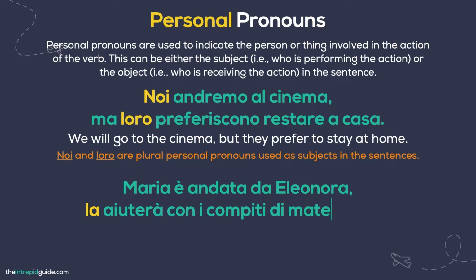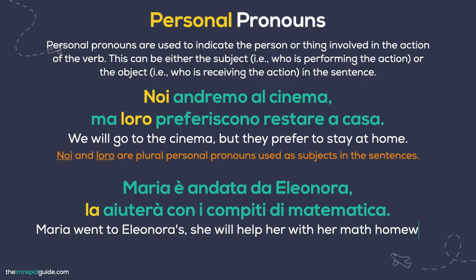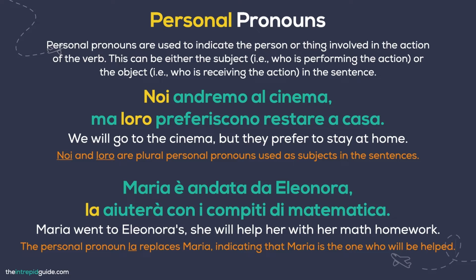Maria è andata da Eleonora. La aiuterà con i compiti di matematica. Maria went to Eleonora's. She will help her with her math homework. Here, the personal pronoun la replaces Maria, indicating that Maria is the one who will be helped.